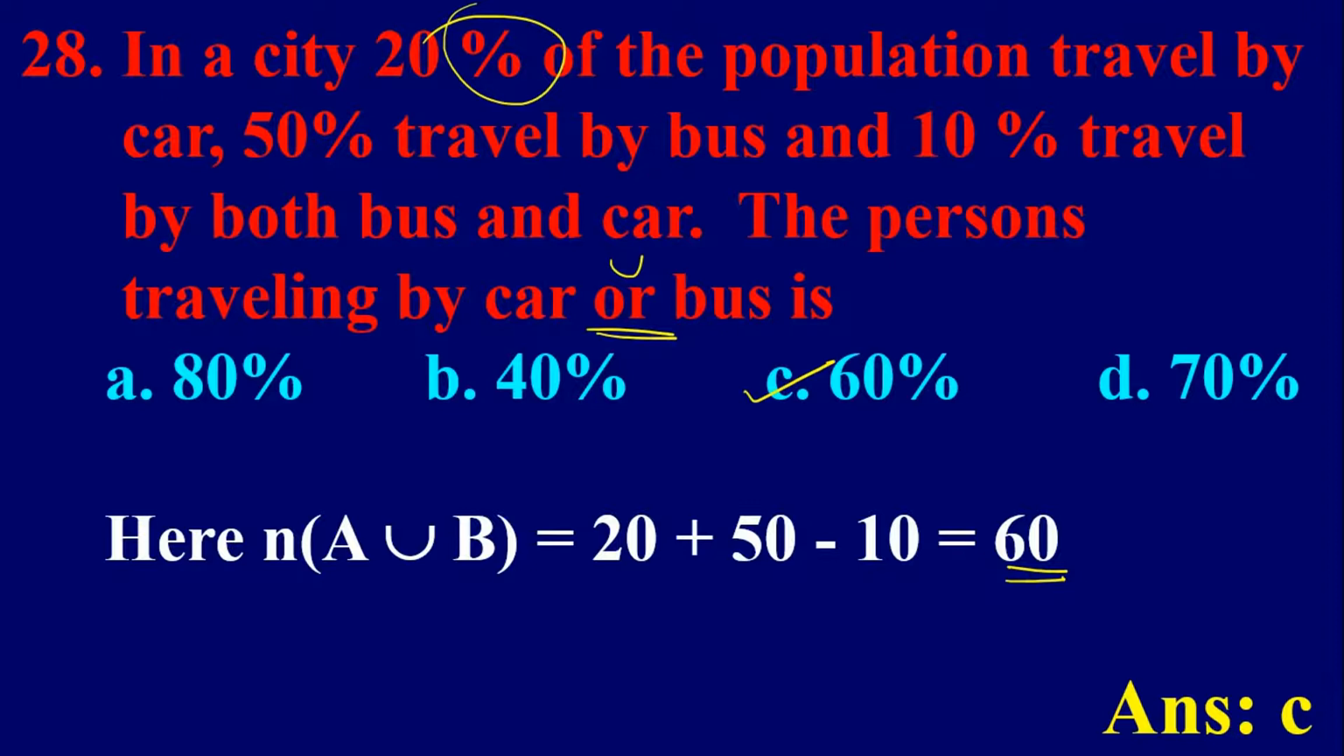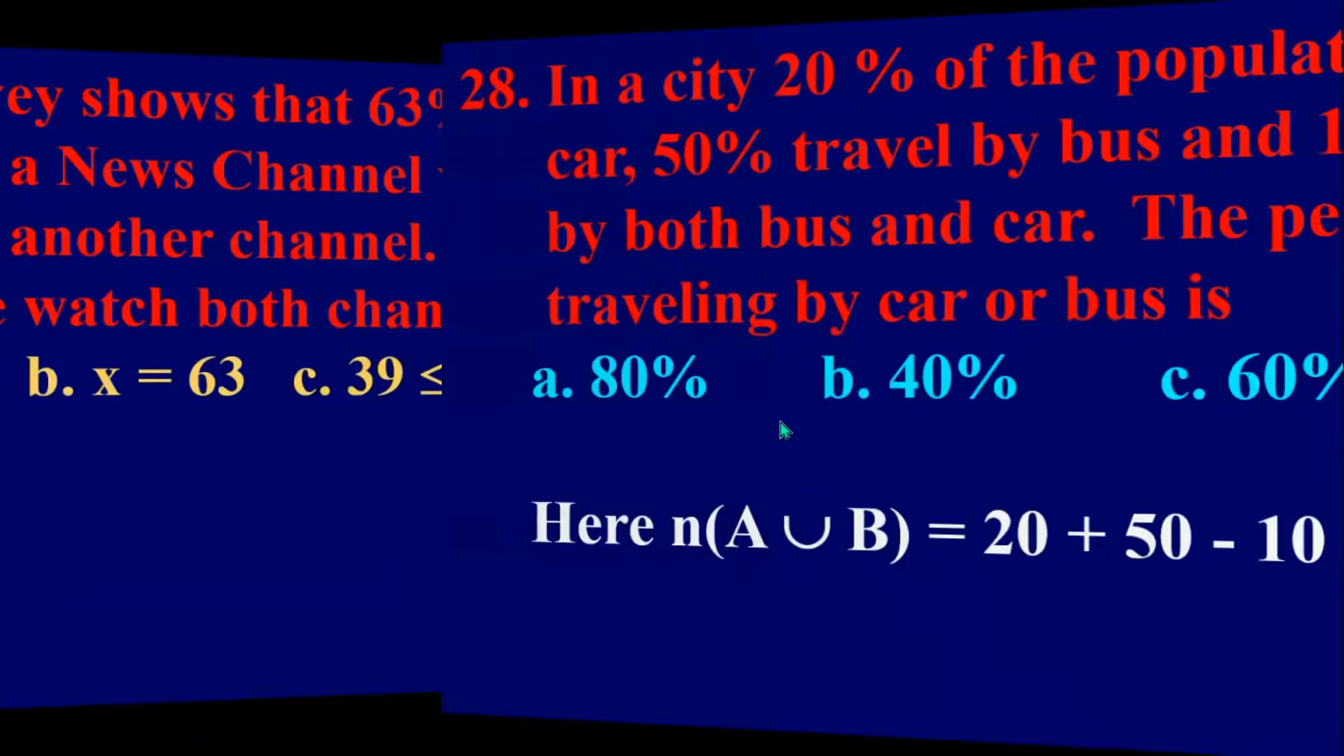Suppose they ask the number of persons who will not travel by car or bus, that is the remaining persons. So the remaining persons are 100 minus 60, which is 40. But here the question is the number of persons who travel by car or bus, which is 60, which is option C. So the correct option is option C.